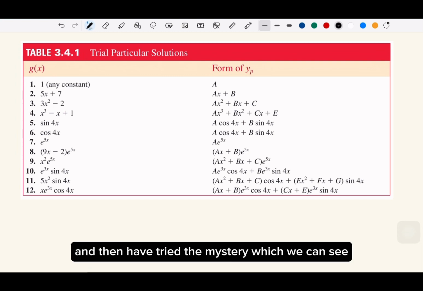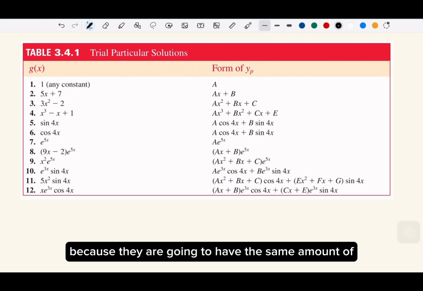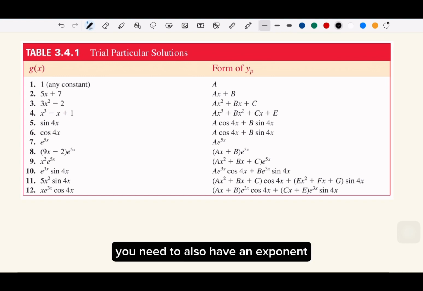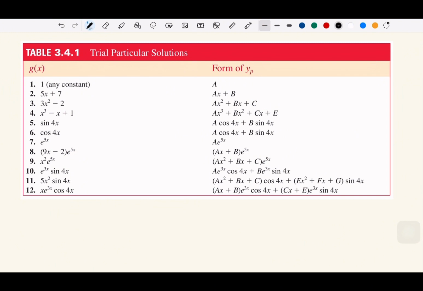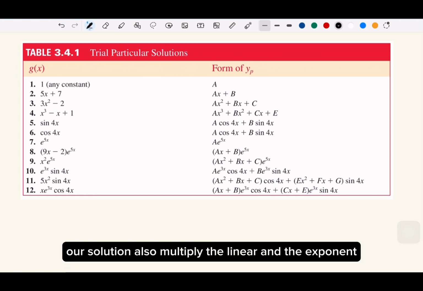And then we have trigonometry, where we need to have both cosine and sine, because they are going to give the same results if you differentiate. You have an exponent, you also need an exponent, the same exponent. And if you multiply, for example, the linear with the exponent, it means that our solution also multiplies the linear and the exponent. Okay.